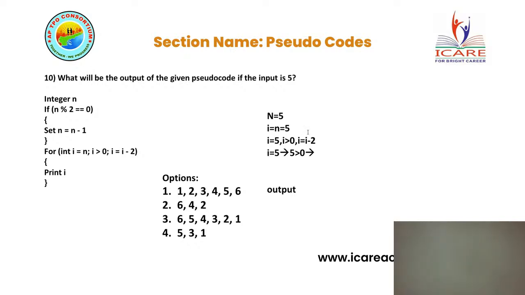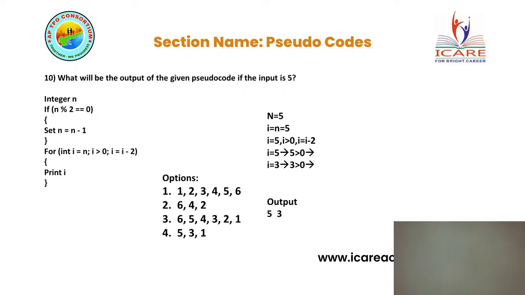So 5 greater than 0, it will enter. So the output will be, the I value is 5. Just we are printing the 5. Next, I is equal to I minus 2. Then I is equal to 5 minus 2, which is 3. I is equal to 3. Again, we are checking that condition. 3 greater than 0 is true. So again we are printing the value I. So print 3.